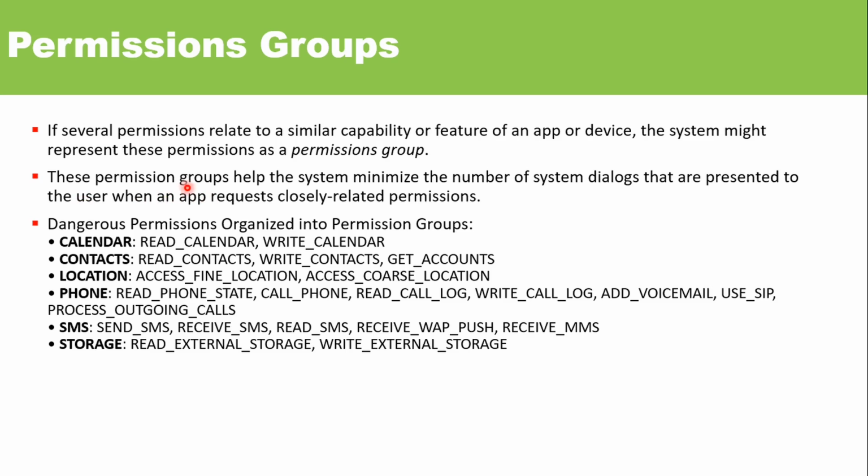So these permission groups basically help the system minimize the number of system dialogs that are presented to the user when an app requests closely related permissions. So say you want to access the fine location and the coarse location as well. You don't need two dialog boxes telling the user to grant access to each of these requests. You can do this by showing one permission where the permission group has all of these, where the permission group will ask the user to grant all of these permissions, right?